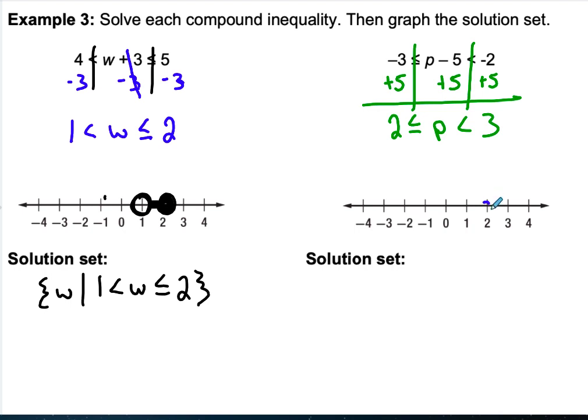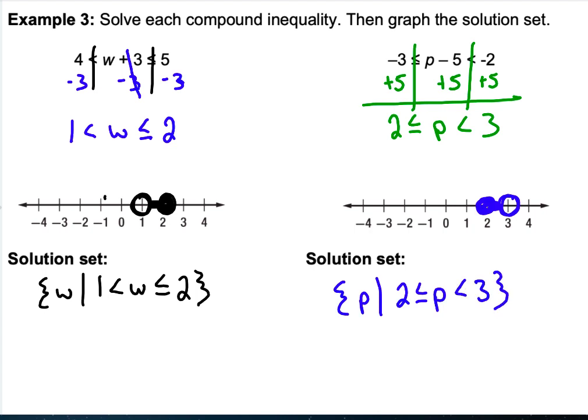At 2, I'm going to do a closed circle. At 3, I'm going to do an open circle. And then I want to shade the numbers in between, so in between 2 and 3. My solution, P such that 2 is less than or equal to P and P is less than 3.